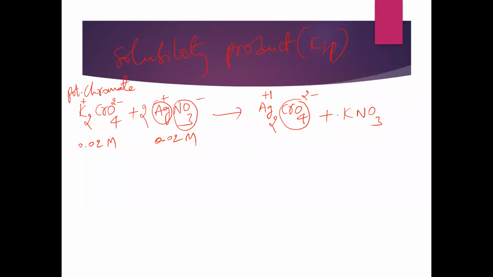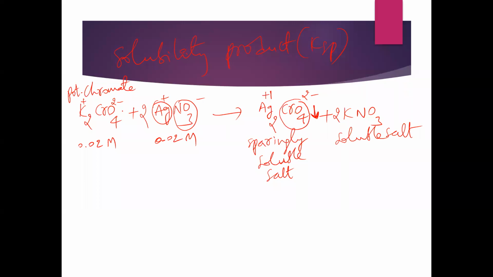And here, 2 KNO3 will form, and it is a soluble salt, remember. But this one is a sparingly soluble salt. Sparingly soluble salt means it will not dissolve completely. It is a precipitate actually. The downward arrow indicates precipitate. So Ag2CrO4 precipitate is formed and KNO3, a soluble salt, is formed in this case.